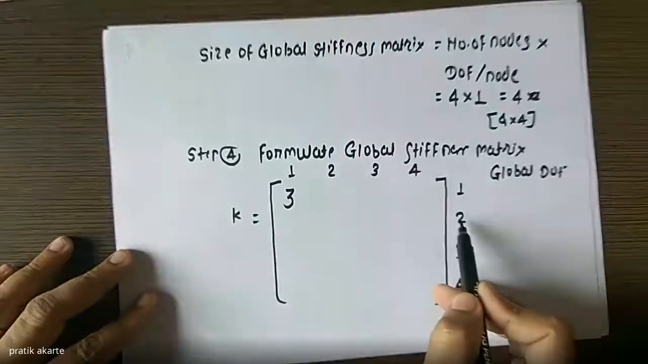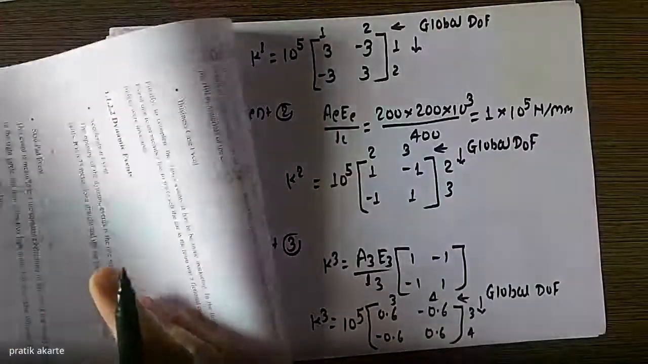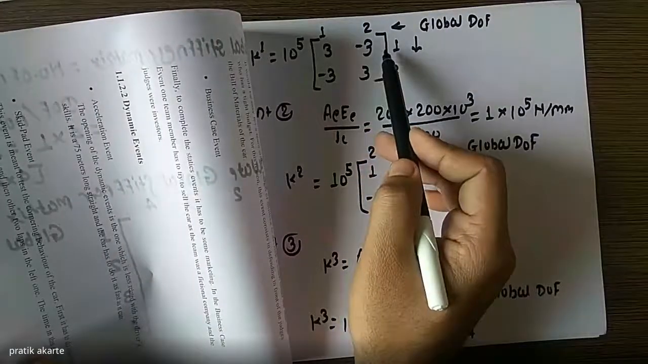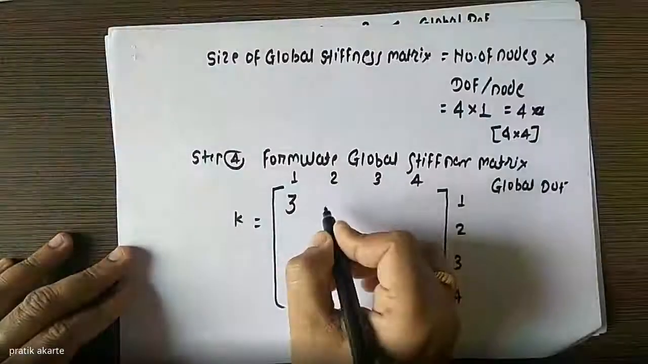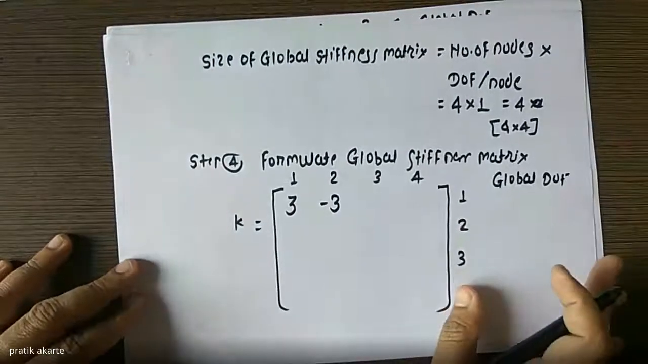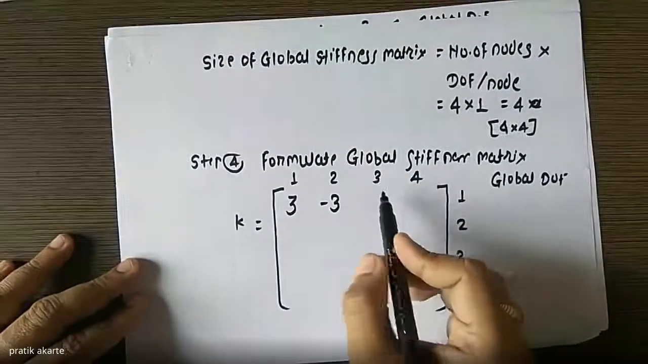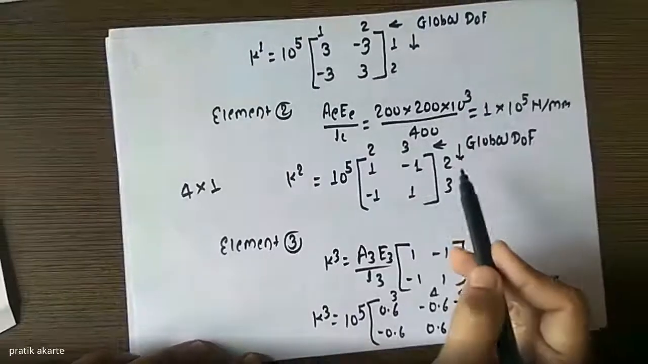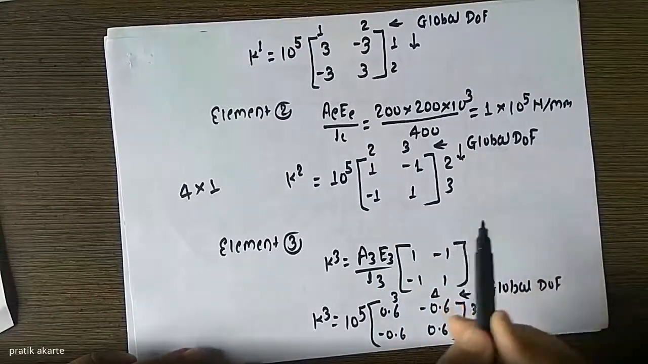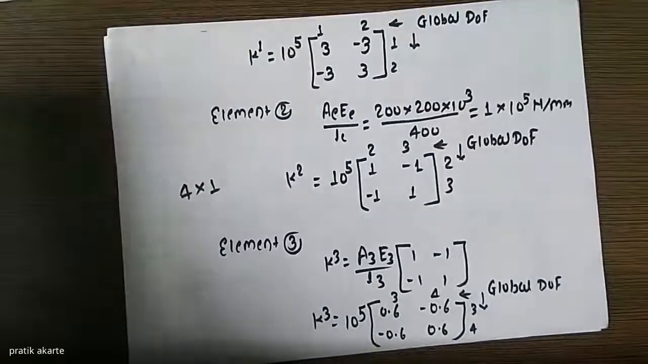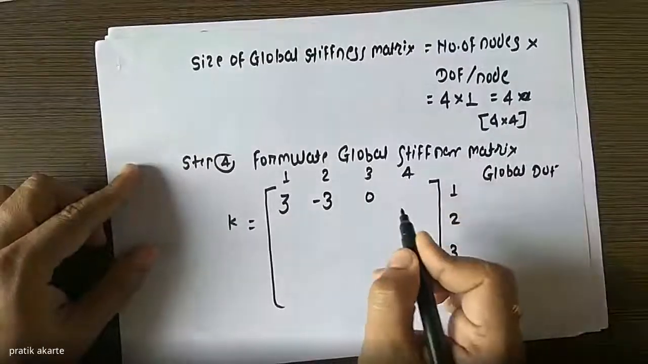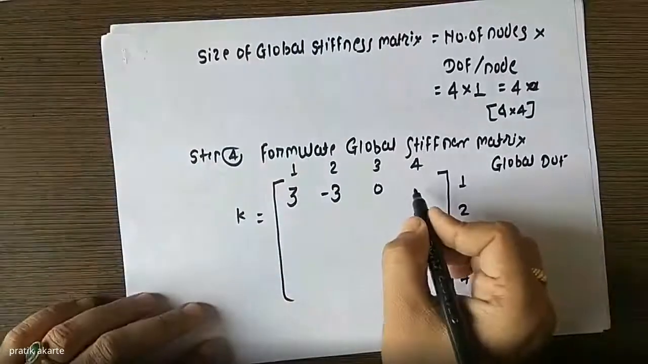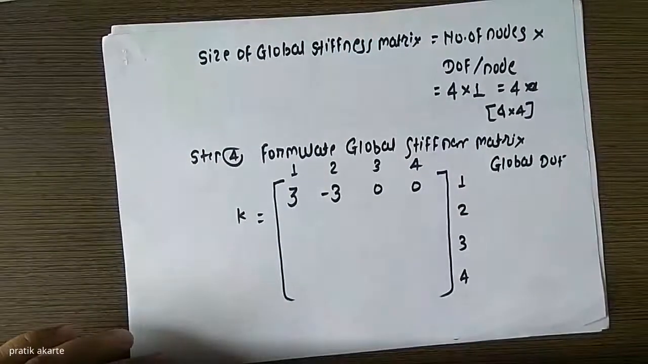Then I get for 2, 1. 2, 1 is minus 3, so I'll write 2, 1 as minus 3. Then 3, 1: third row, first column. I check each and every matrix, and I haven't got anything. There is no such row and column considering the global degrees of freedom 3 and 1. So I write 0 over here. Similarly, for 4, 1 no such element exists, so I write 0.